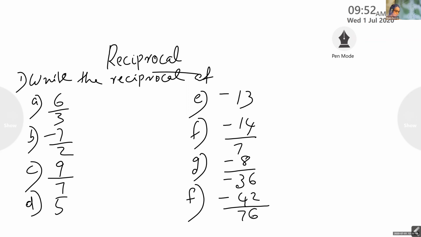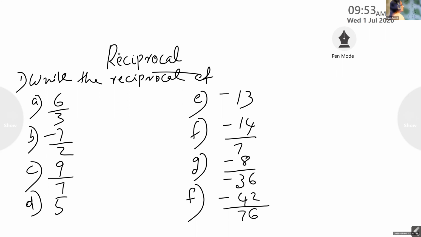Write the answer. Write the reciprocal. Reciprocal is also known as multiplicative inverse. That we will write: reciprocal is also known as multiplicative inverse.